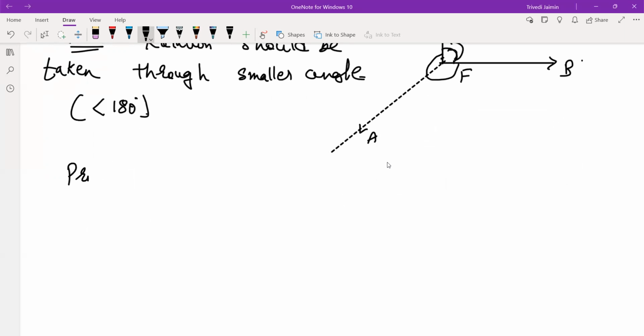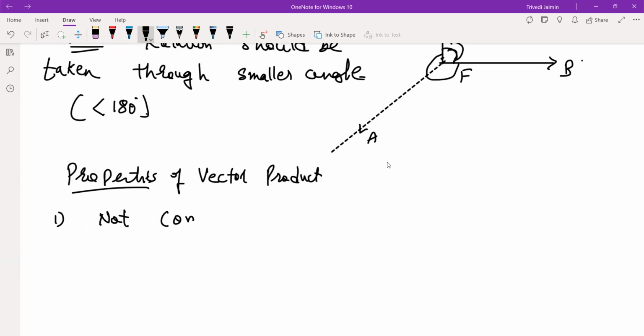So, properties of the vector product. It is not commutative, the cross product. Okay, the vector cross product.